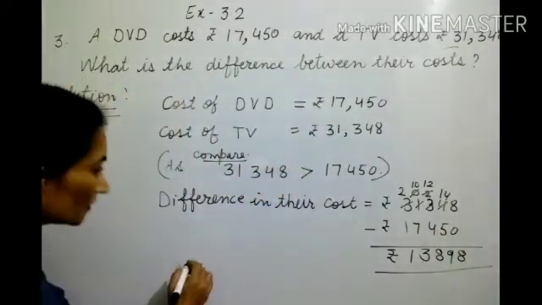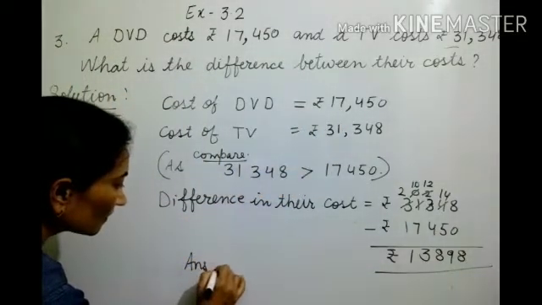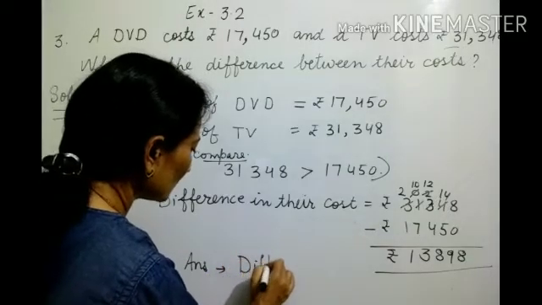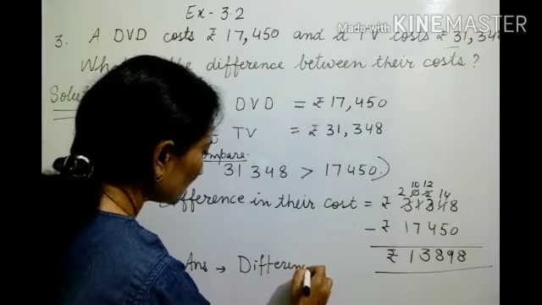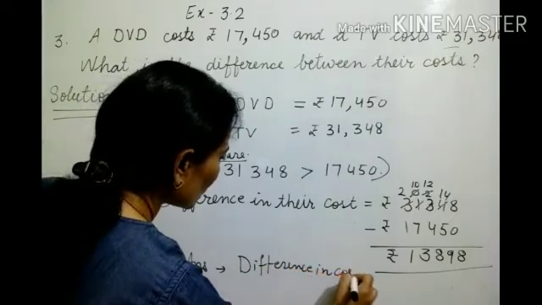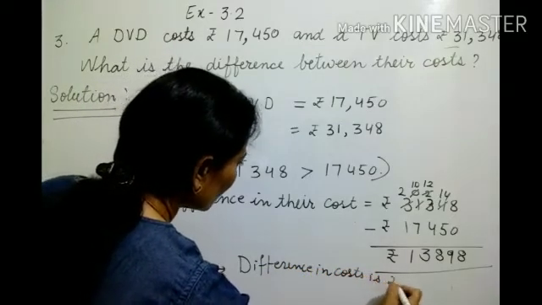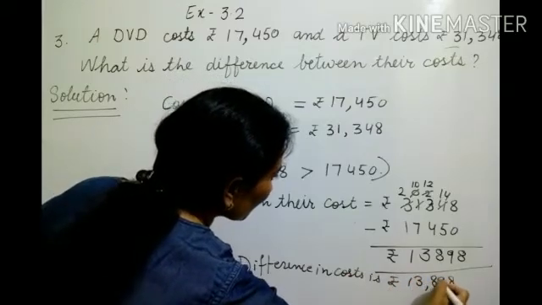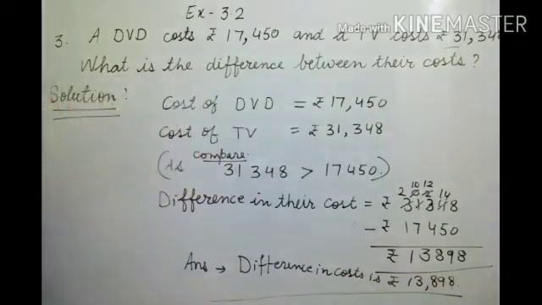So we get our answer. You will write, the difference in cost is rupees 13,898. Hope you understand question number 3.